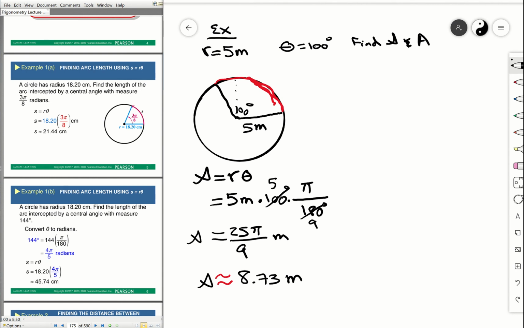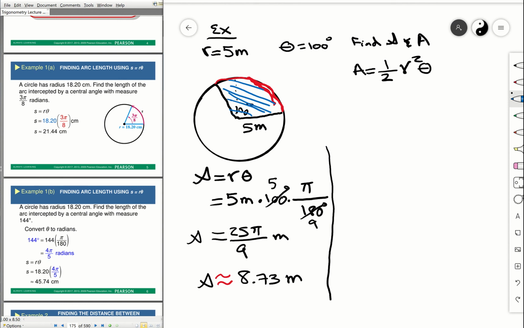Okay, so if we want to find the area now, we're going to start by writing the formula first, always, without plugging anything in. It's a very good practice to get used to. So we get 1/2 r squared theta. That's the formula for the area of the sector, which I will shade in blue now. The area of that sector.